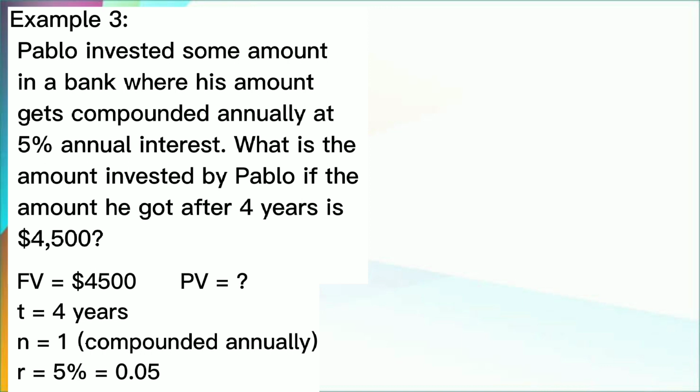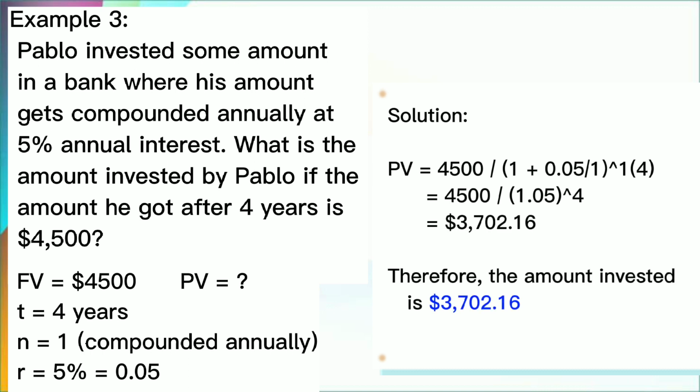And again, let's substitute all these values in the present value formula. Then we have 4,500 divided by the quantity of 1 plus 0.05 over 1 raised to the power of 1 times 4. Then we have 4,500 divided by 1.05 raised to the power of 4. Then we got this answer, $3,702.16. Therefore, the amount invested by Pablo is $3,702.16.